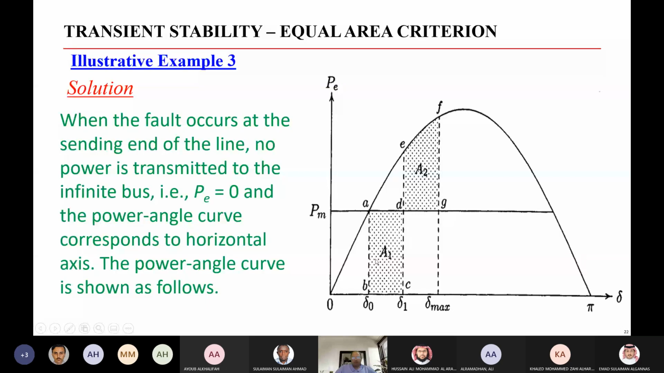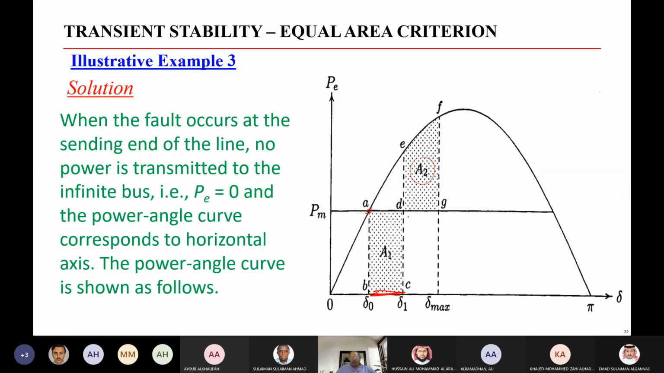Here, this is the operating point, and then we have this is P during the fault. So we have the acceleration area, and if the fault is cleared here, it will continue back and forth, and eventually it will come back to this point. So when the fault occurs at the sending end of the line, power equals 0, the power angle curve corresponding is horizontal. Okay, the power angle is shown as follows. Okay, this is the deceleration area.